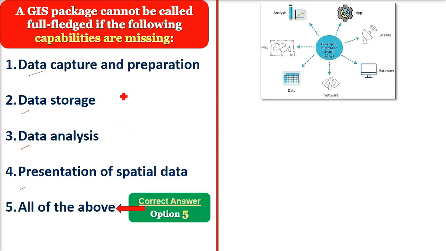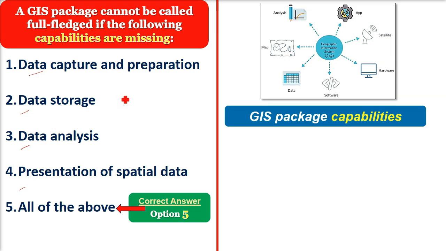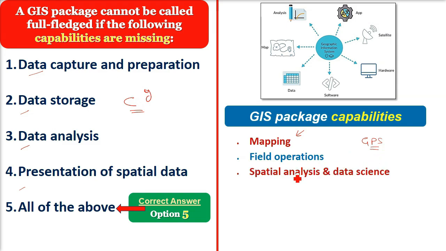So in a GIS package, when we call it a full capability package, what do we need to have in it? Apart from the four options you see here, data capture and preparation, data storage, data analysis, presentation of spatial data, you need to have mapping. So you are into cartography, basically the art of map making. Different kinds of maps can be made and produced. Then the field of operations: if you are going to a field, say you are taking some laser imprints, some GIS data, all these can be inputted in a proper format, managed and handled.